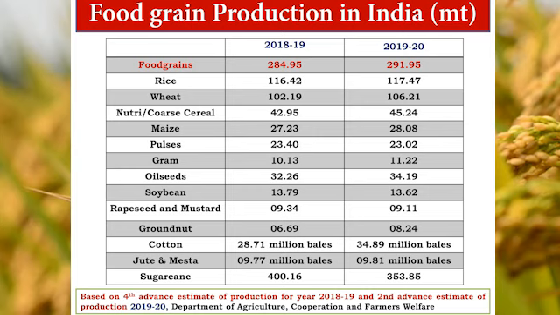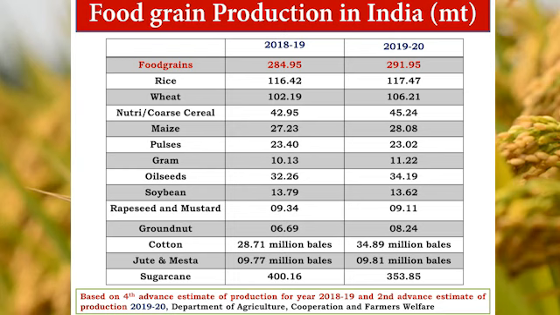23.02 million tons. In terms of oilseeds, 34.19 million tons, in gram 11.22 million tons, soybean 13.62 million tons, rapeseed and mustard 9.11 million tons, groundnut 8.24 million tons, cotton 34.89 million bales, jute and mesta 9.81 million bales.